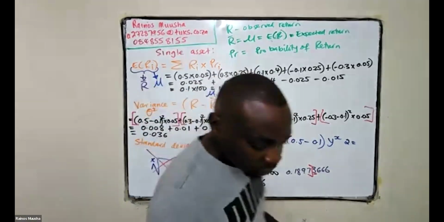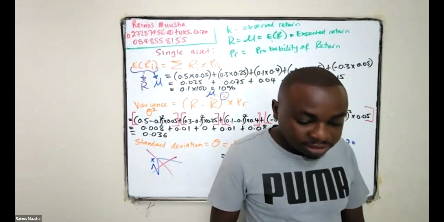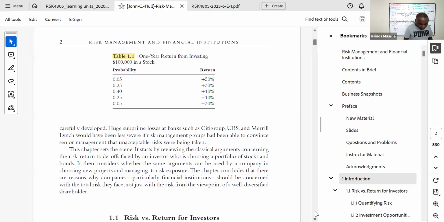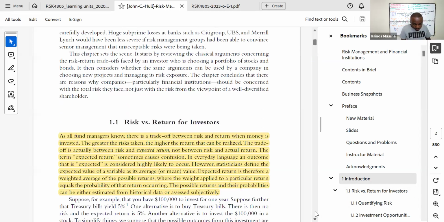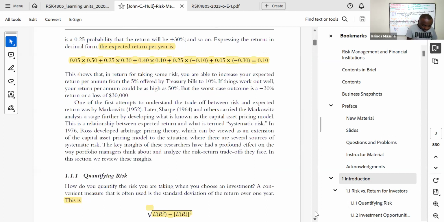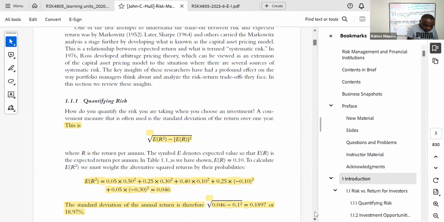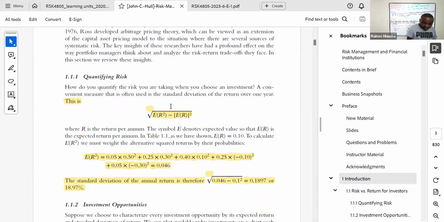There is another method that they also demonstrate in the textbook. I'm just showing you, but don't worry about it. In the textbook, when it comes to quantifying risk, they use a different formula for arriving at the standard deviation. So they use this particular formula. Take note of it, but don't worry about it.